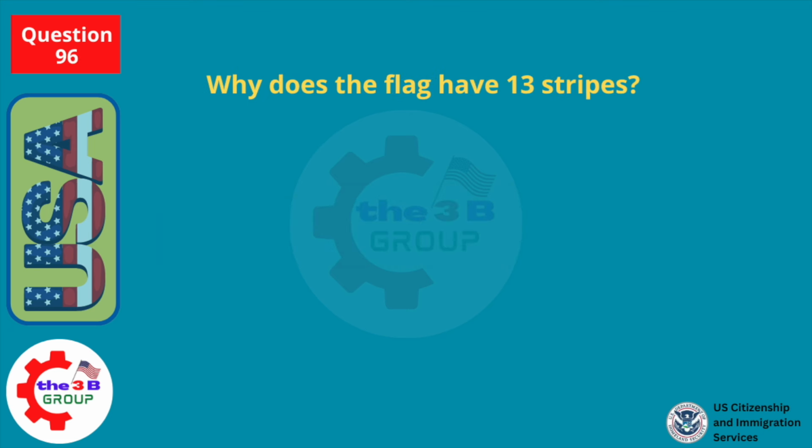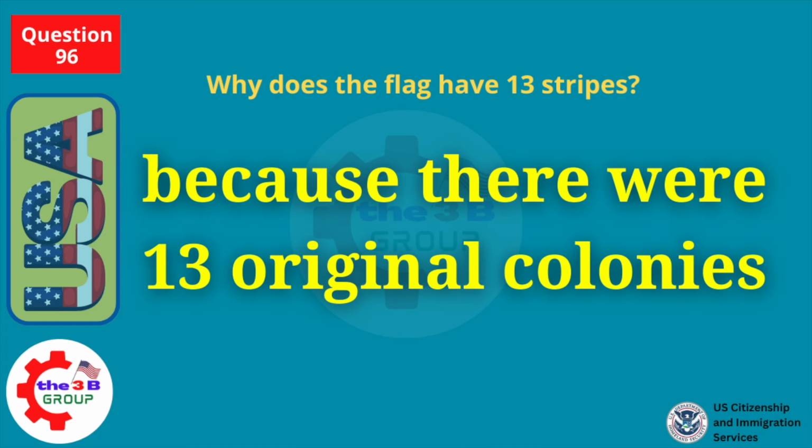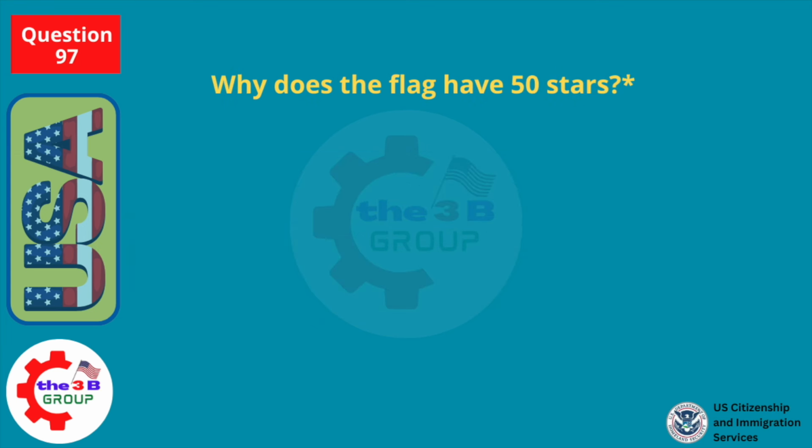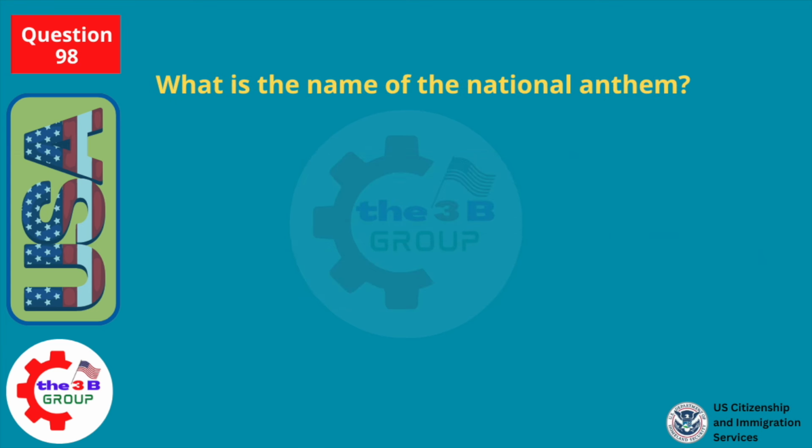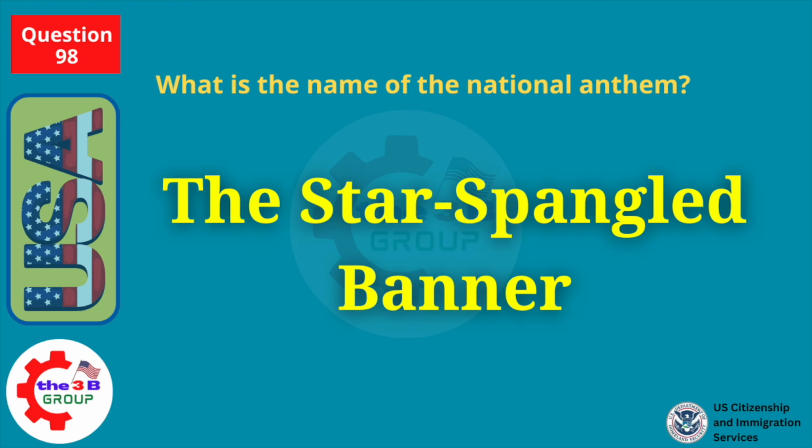Why does the flag have 13 stripes? Because there were 13 original colonies. Why does the flag have 50 stars? Because there are 50 states. What is the name of the national anthem? The Star-Spangled Banner.